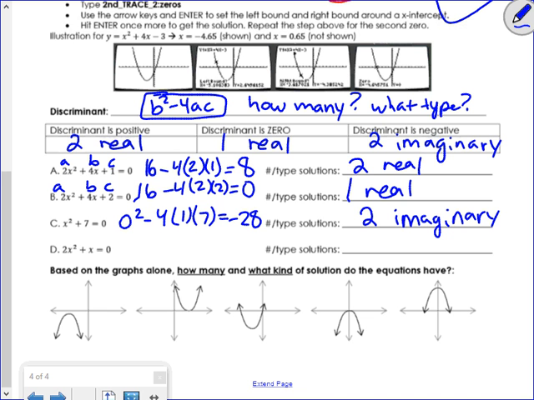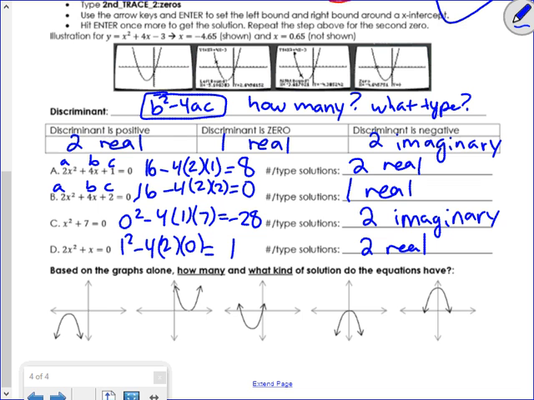What is B? 1, then 1 squared minus 4, what's A? What's C? So I have 1, this whole thing, this multiplies by 0, just becomes 0. So it's 1 minus 0, which is, so it's a positive 1. I have 2 real solutions.